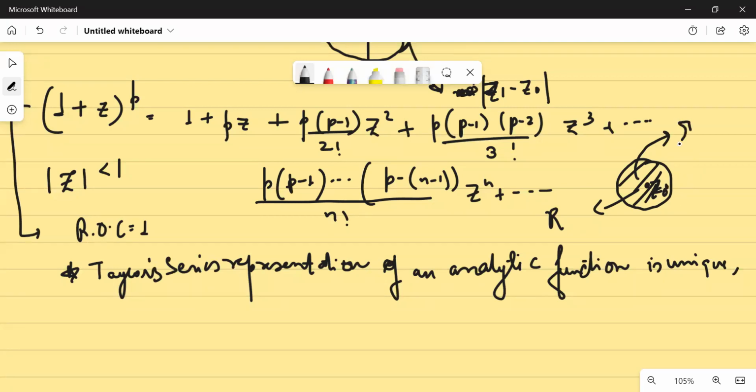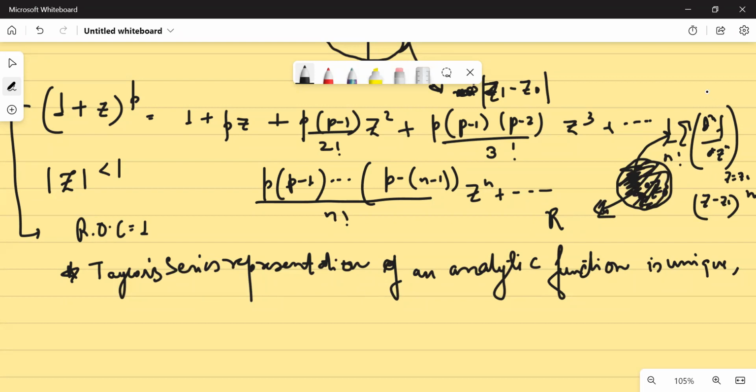How would I do that? I would calculate this particular thing. But understand the point that since it is unique, if you are able to write a binomial series representation around this, that would mean the same thing.